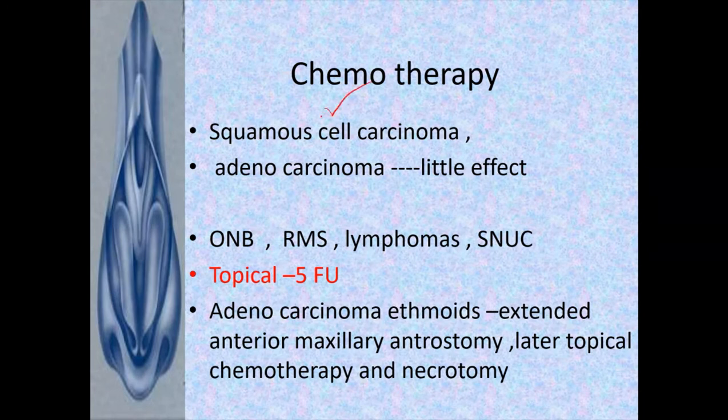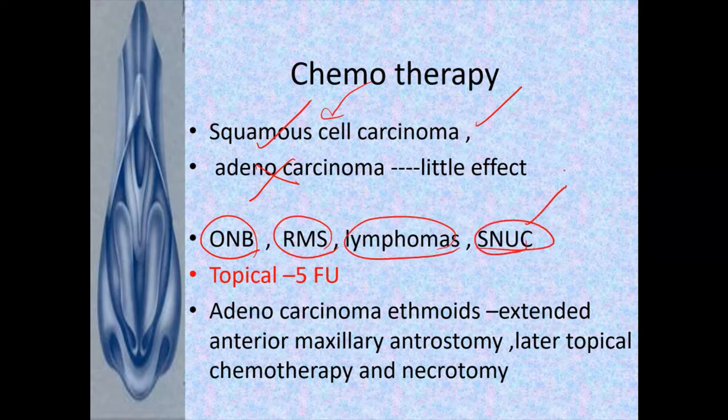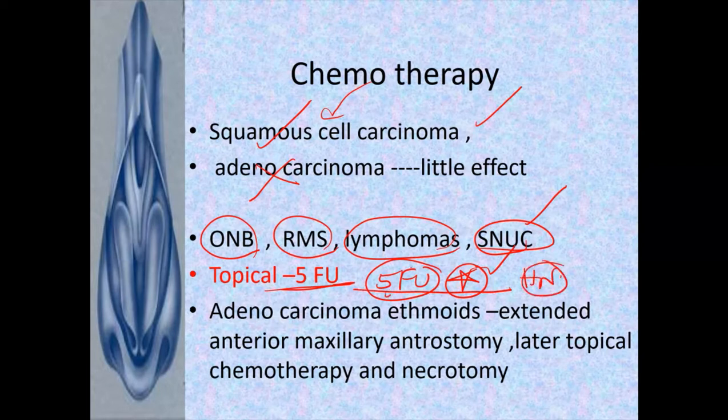Chemotherapy is good for squamous cell carcinoma. In adenocarcinoma, it is not going to affect much. Squamous cell carcinoma, chemotherapy is okay. Then olfactory neuroblastoma, rhabdomyosarcoma, lymphomas, and carcinoma of unknown significance. You can go for topical 5-fluorouracil. 5-fluorouracil is a very important drug. Cisplatin and 5-fluorouracil are given in head and neck cancers.